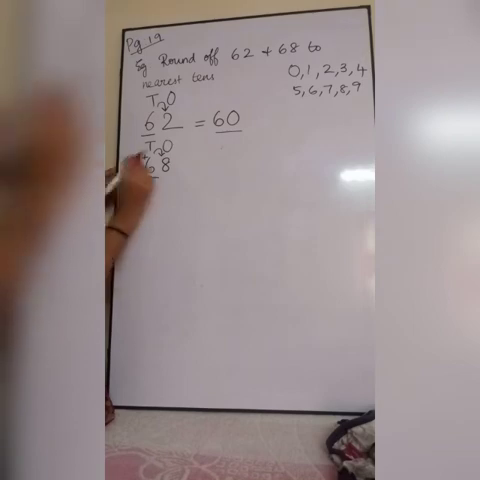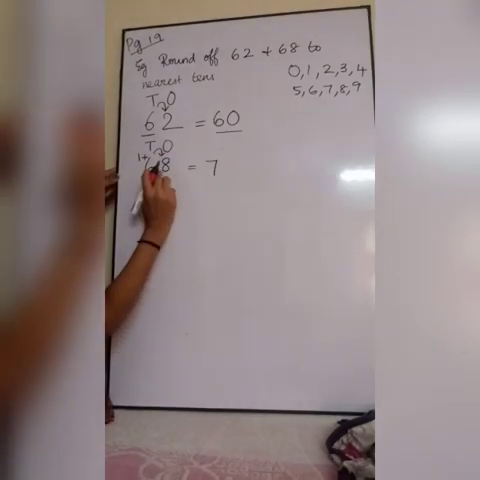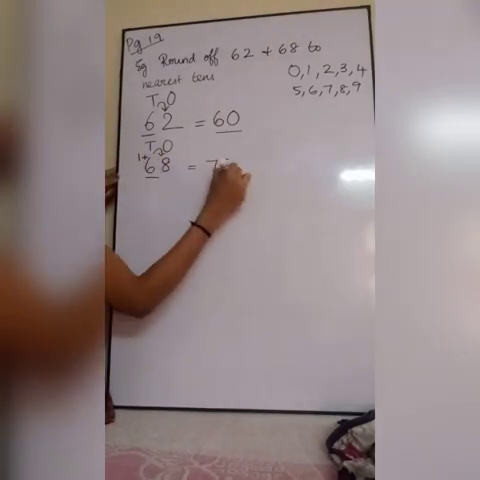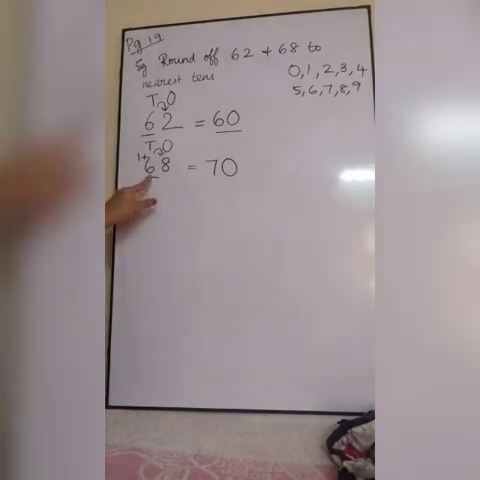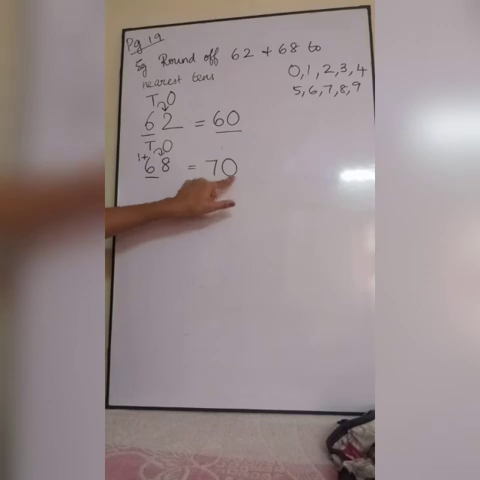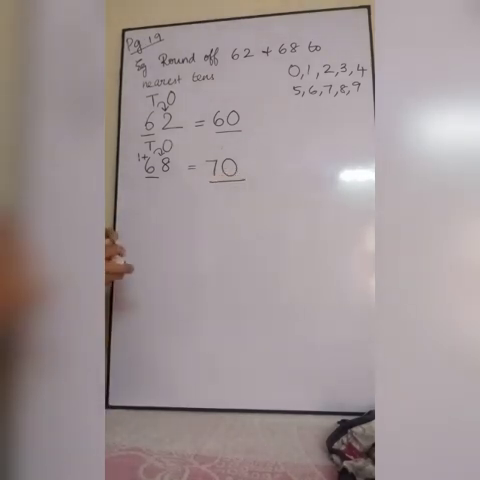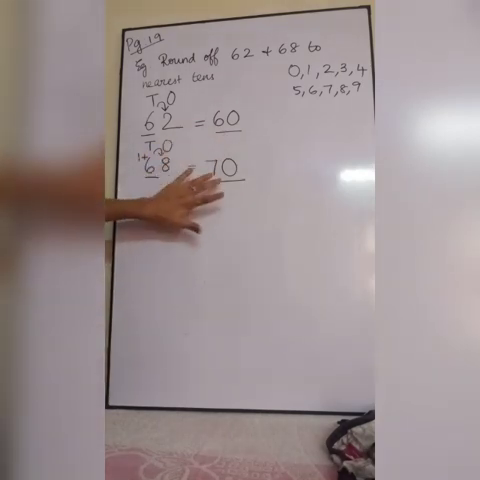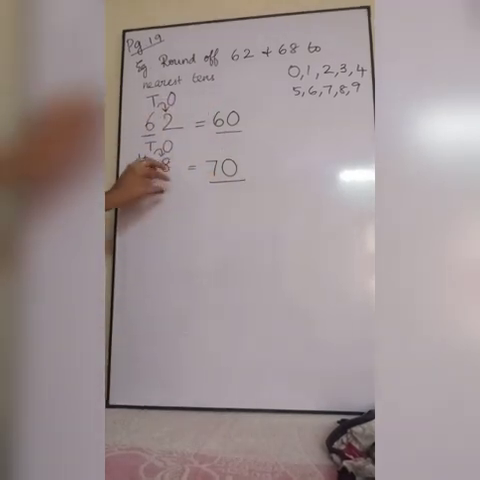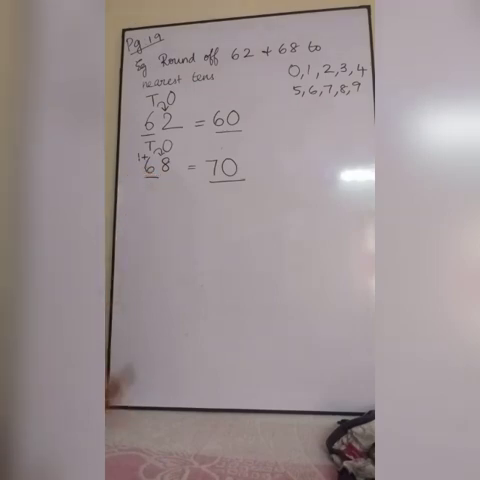6 plus 1, 7. Then after that, whatever digits are there, you should put 0. So 70 is the round off value to nearest tens for 68. Listen carefully. The 60 and 70 are very close to these numbers. So for that purpose only, we are doing the rounding off.